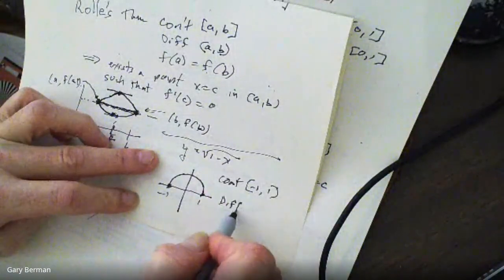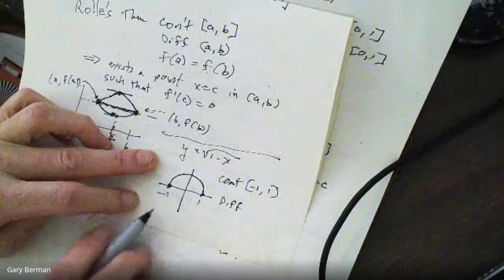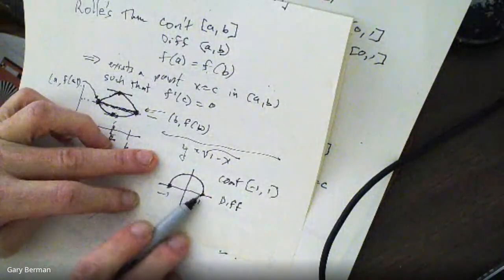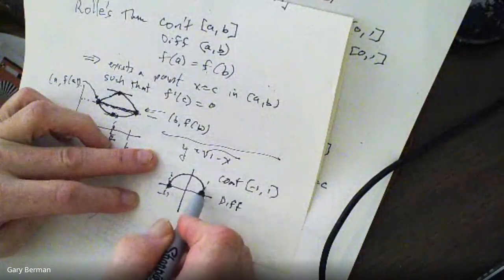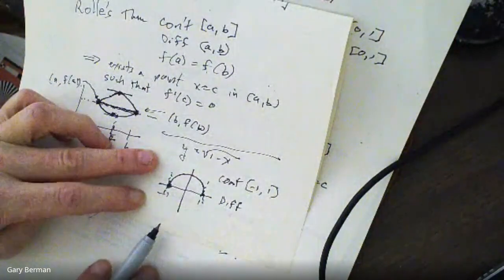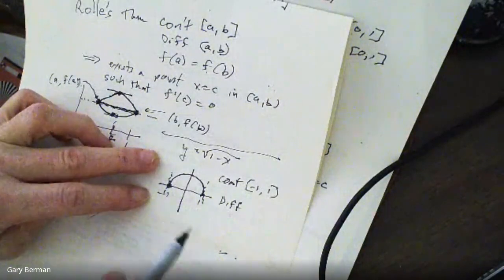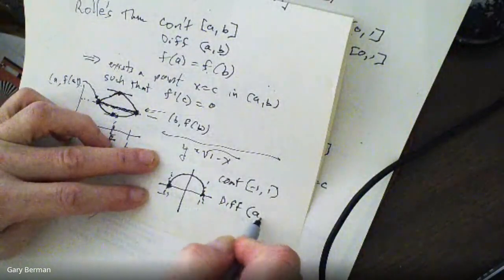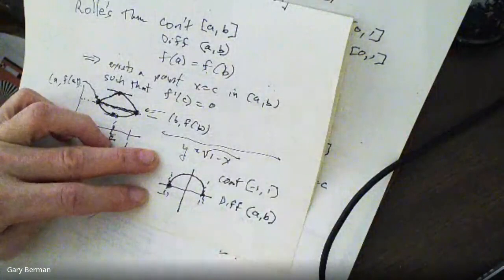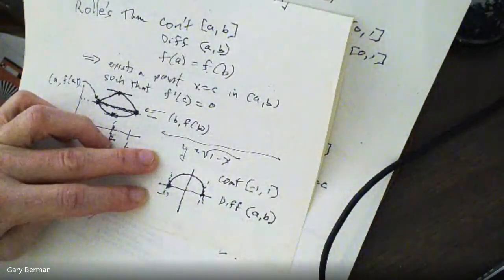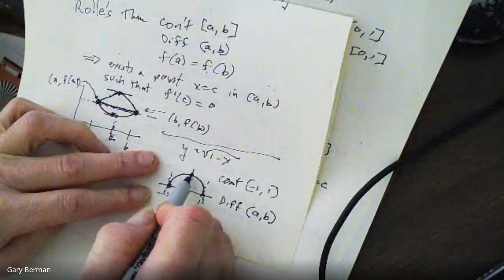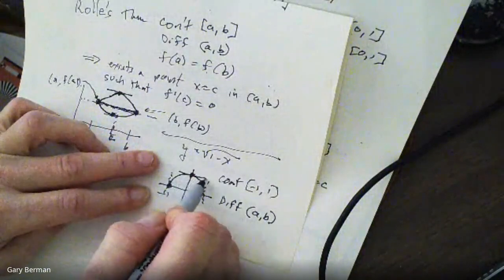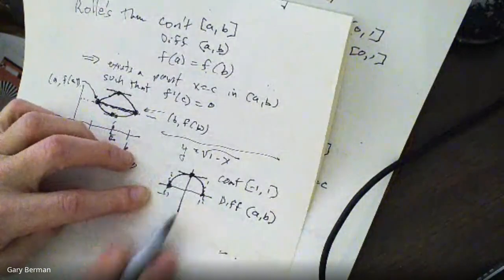But it's not differentiable at the endpoint, because at the endpoint here, the tangent line to the curve is vertical. This is an example of the type we've seen that's not differentiable. So it's only differentiable in the open interval. And sure enough, Rolle's theorem applies. In fact, the point where the derivative is 0 is right up here at x equals 0, at that turning point.